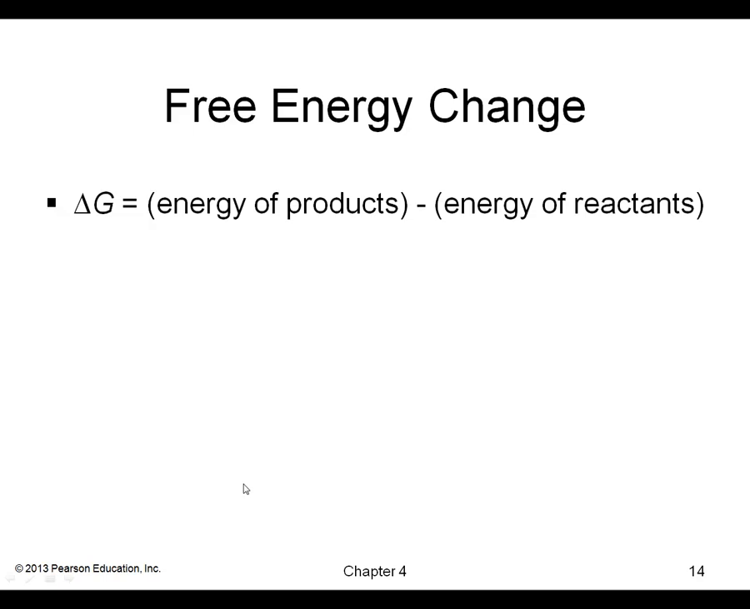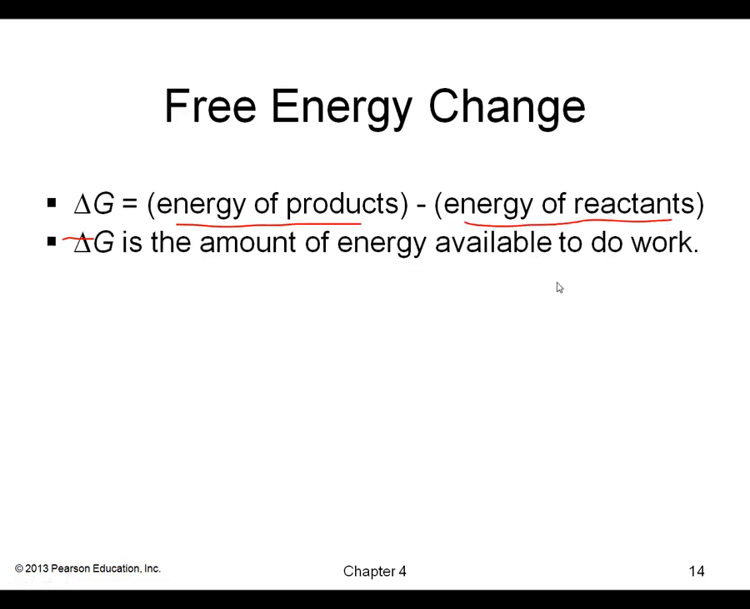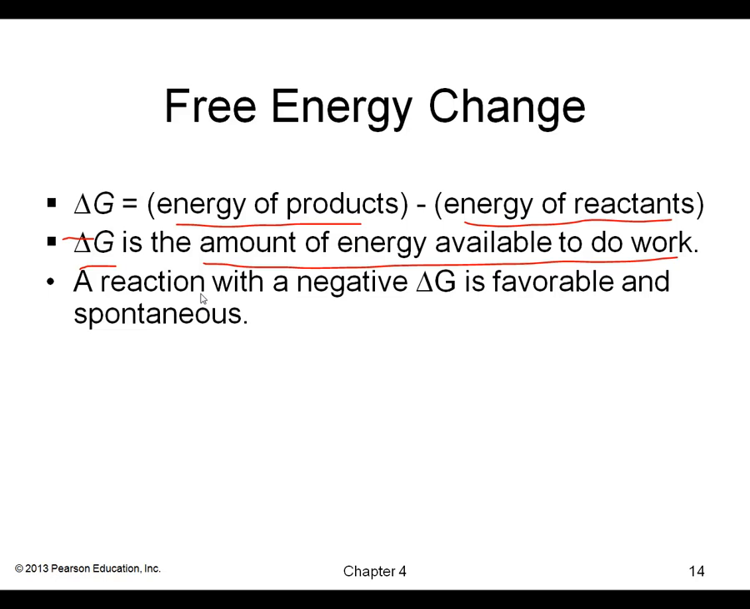We can also look at it in terms of a free energy change. Remember, delta G is the energy of products minus the energy of reactants. Delta G is the amount of energy available to do work, often called the Gibbs free energy. A reaction with a negative delta G is what we say is favorable or spontaneous.